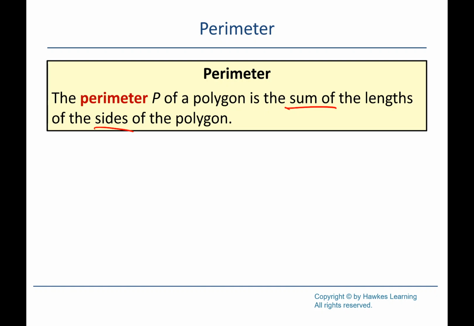So we're thinking like the distance around our shape. But since we're a polygon, we're having to walk down one side, walk down another side, walk down another side, and then we add all of those up. That's the idea of perimeter.